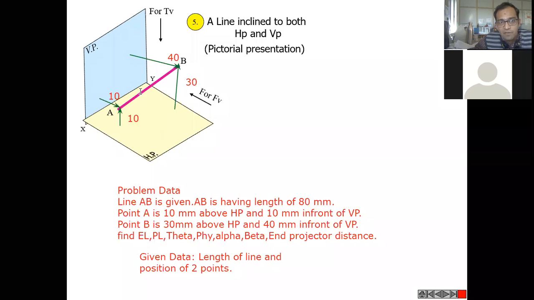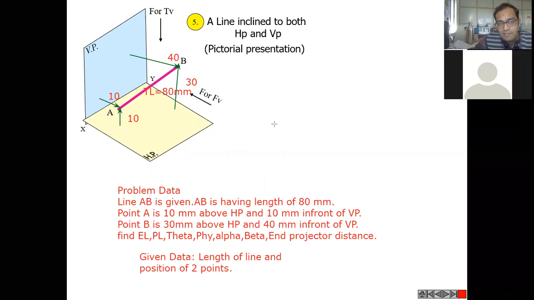And what is the length of line? Length of line is 80 mm and that is going to be called the true length of line AB. It is 80 mm. So how should we draft the problem? Drafting कैसे करेंगे? So let us have that draft format.